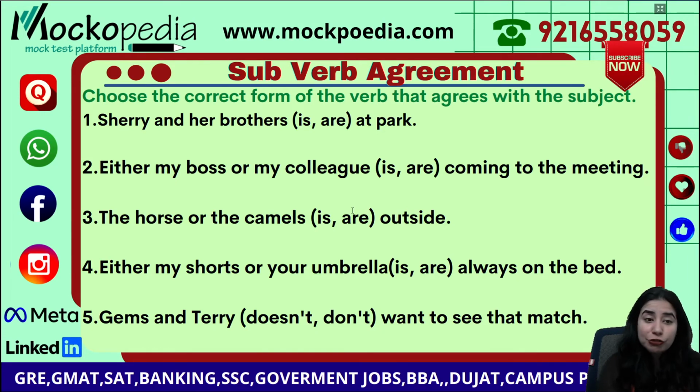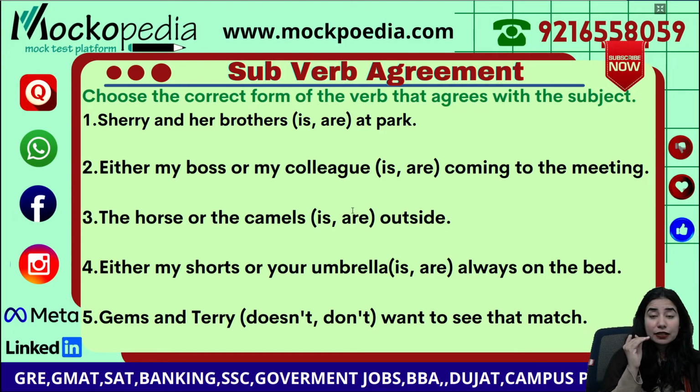Okay, let's move to the fourth statement. Either my shorts or your umbrella is or are, you need to pick, always on the bed. We need to see that we are combining shorts, which we just learned is plural, and umbrella is singular. So what are we going to do? We are going to see which subject is near to the verb. So umbrella is near to the verb. Now is umbrella singular or plural? Umbrella is singular. So what is going to be the verb? Singular. So between "is" and "are," which is singular? "Is." So "is" is going to be the correct answer, right?